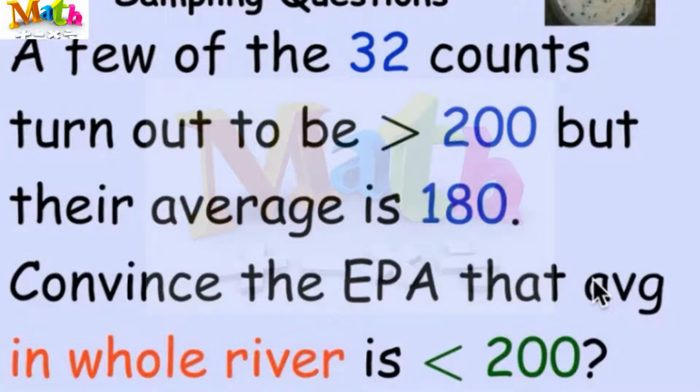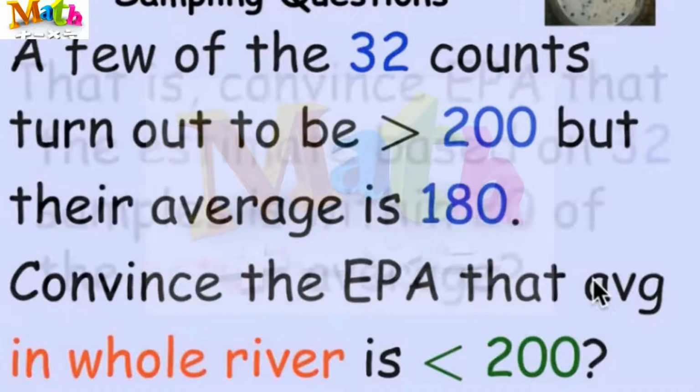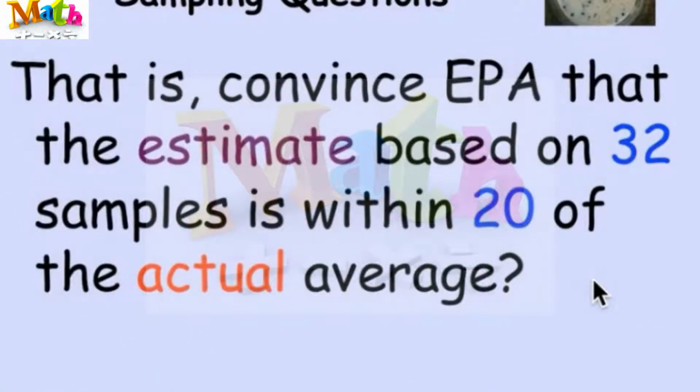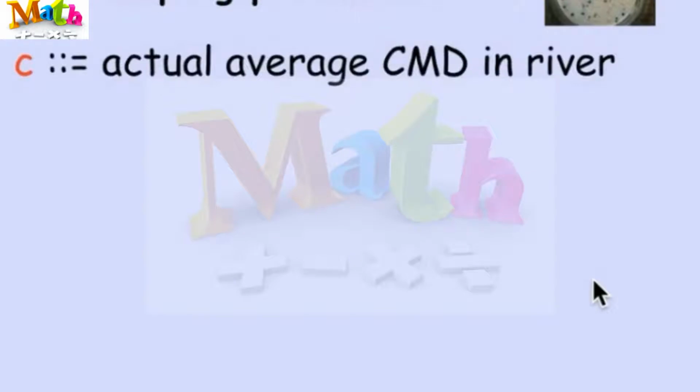And our task now is to convince the Environmental Protection Agency, on the basis of our data, that the average in the whole river is really less than 200, even though there were a couple of places where it was over 200, but on average it was 180. Can we convince the EPA that the actual average is less than 200? We're trying to convince them that our estimate based on the sample is within 20 of the actual average. We got 180. So if our estimate is within 20 of the truth, then in fact the average is less than 200. Well, how are we going to do that?